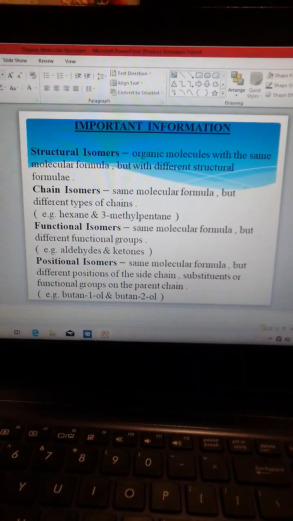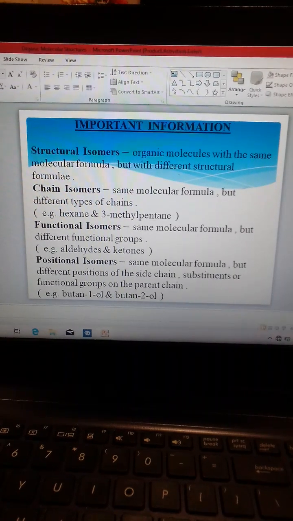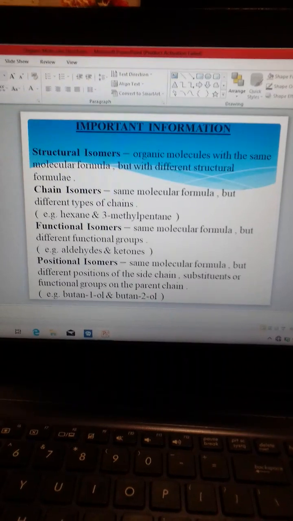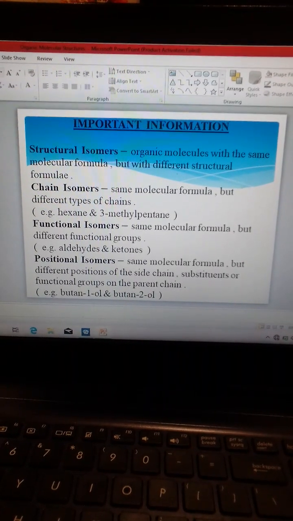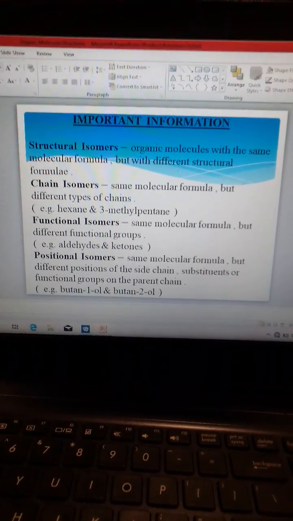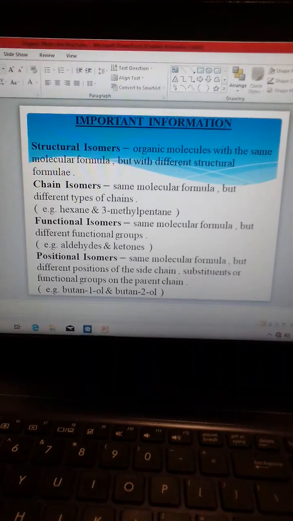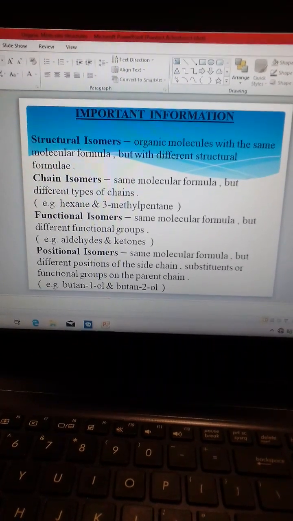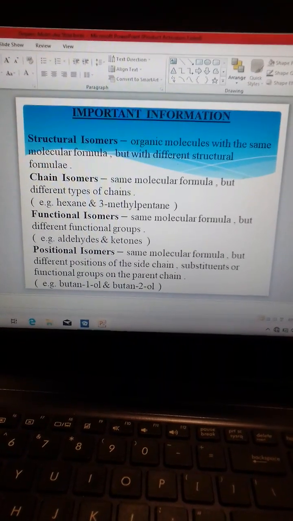Functional isomers are organic molecules with the same molecular formula, but different functional groups. For example, aldehydes and ketones. So you know that aldehydes and ketones have this general formula, CnH2nO. Right. Other examples of functional isomers are esters and carboxylic acids.